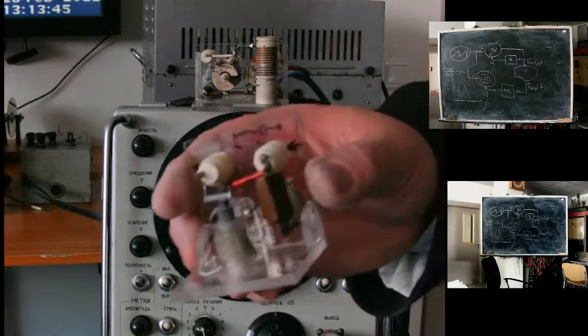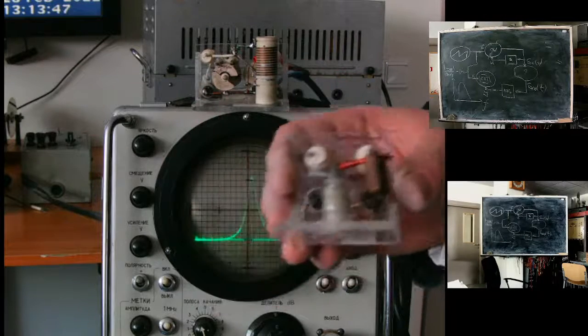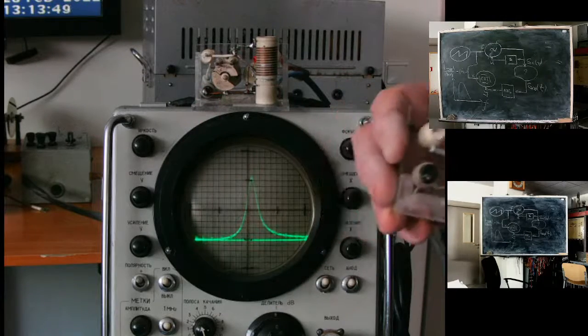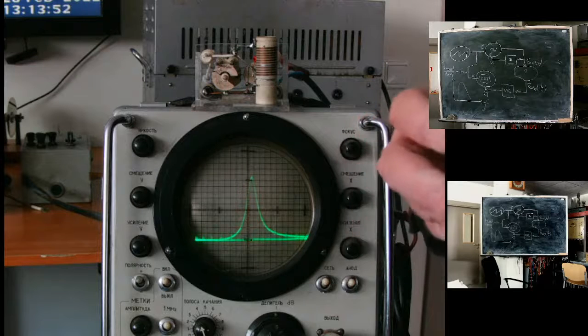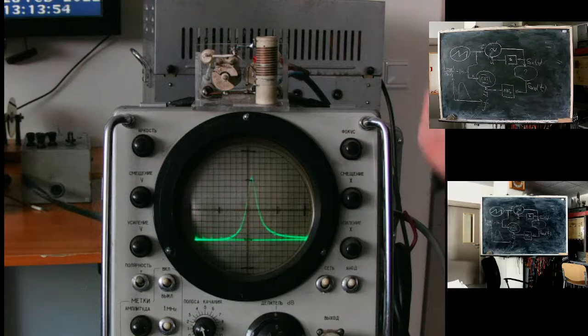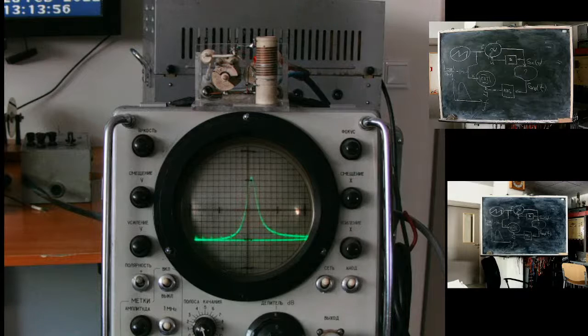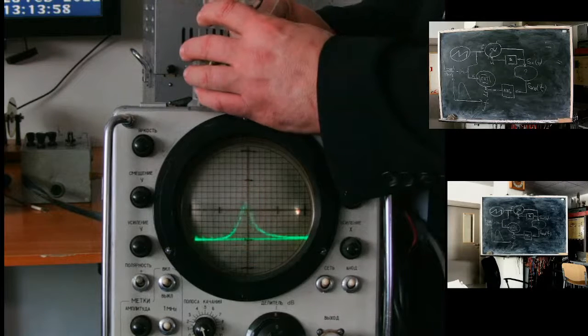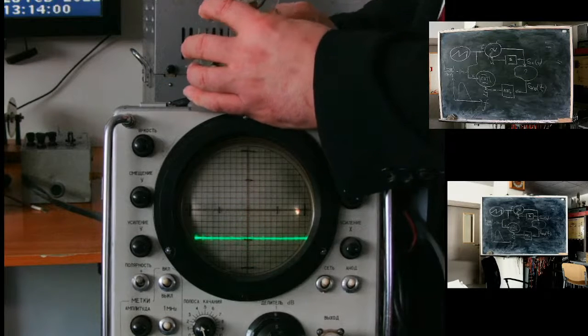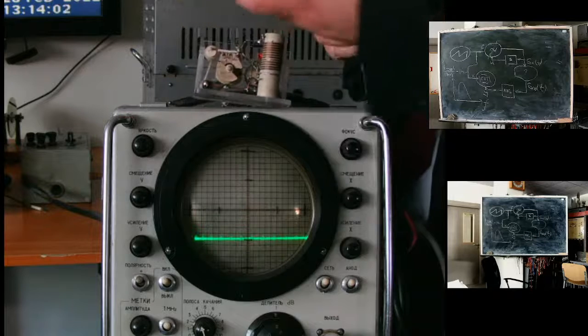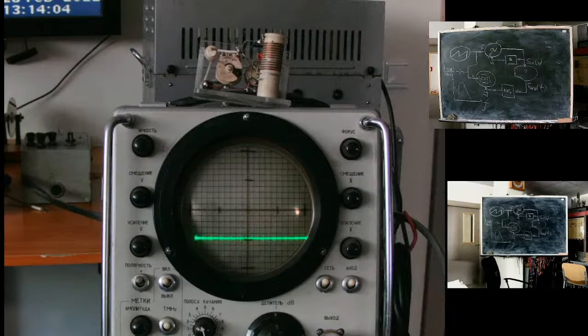Here it is. It's a previous model, coil and capacitance. This one is for series resonance. What do we get? We will get UL.